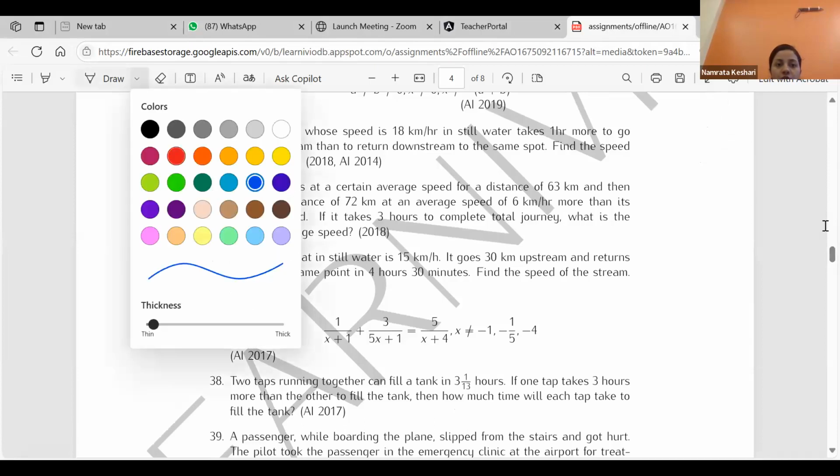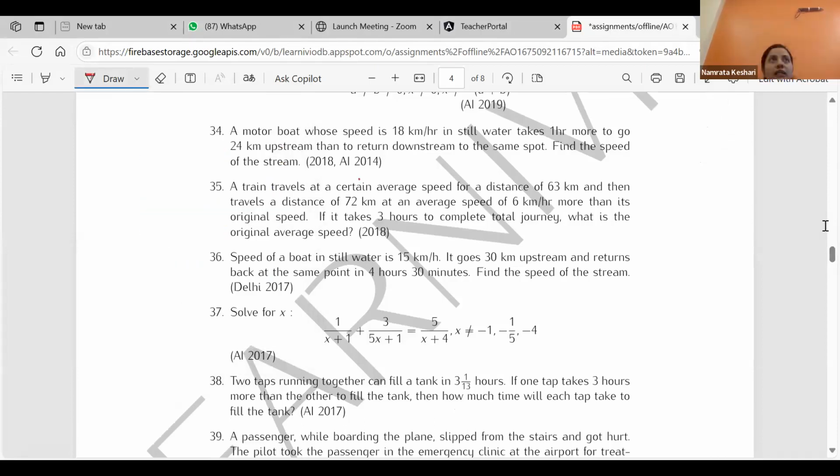Okay, before starting the discussion of this type of question, one thing I need to clear. You must have experience that when you are riding a bicycle and moving in the direction of the wind, you have to apply less effort, and automatically you see the speed of your bicycle is increasing, right? Have you experienced that? Yes, ma'am.